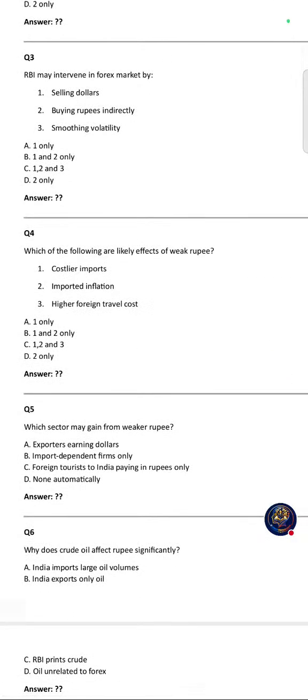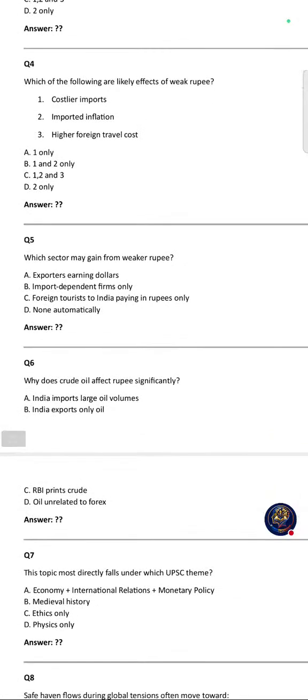RBI may intervene in the forex market by: number 1, selling dollars; number 2, buying rupees indirectly; number 3, smoothing volatility. The correct answer is C, option 1, 2, 3. Which of the following are likely effects of a weak rupee? 1. Costlier imports. 2. Imported inflation. 3. Higher foreign travel cost. All three are correct, means C option.